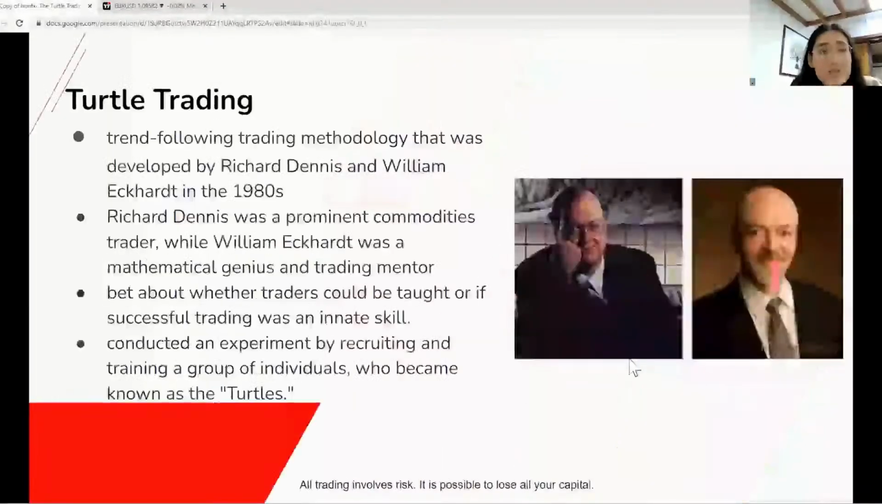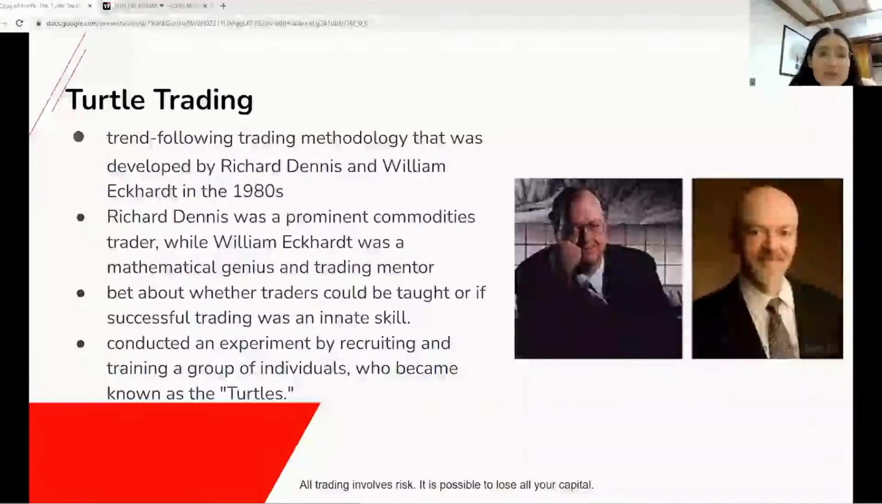Here's a little bit of background around turtle trading. It is a trend-following trading methodology that was developed by Richard Dennis and William Eckhardt in the 1980s. Richard Dennis was a prominent commodities trader, while William Eckhardt was a mathematical genius and trading mentor.